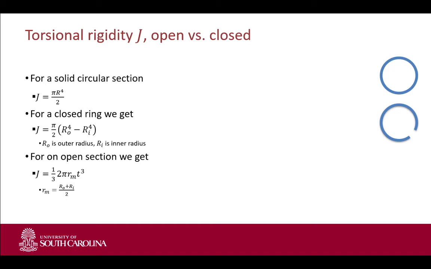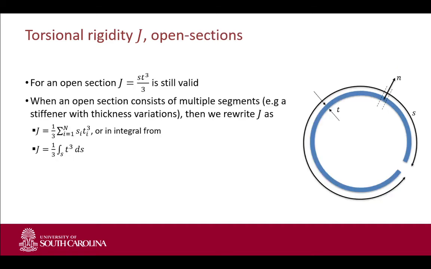So now we can look at what happens if you have a closed section versus an open section. For a solid circular section, we know that we get pi r to the power 4 over 2. So that's the solid section. And for a closed ring that is a thin-wall section, we can take the outer diameter minus the inner diameter and multiply by pi/2. And for an open section, as we got previously, it is 1/3 of the integral.